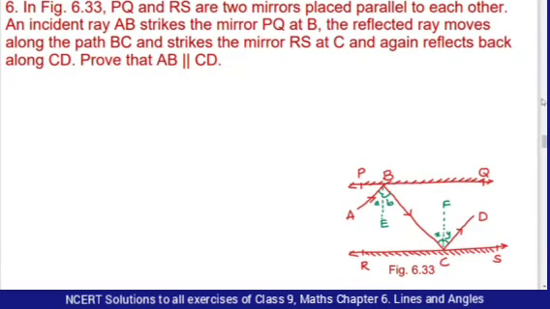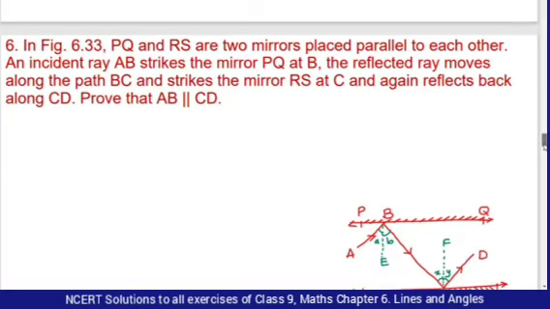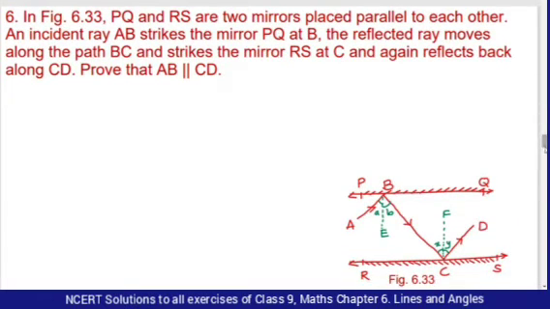Question number 6. In figure 6.33, PQ and RS are two mirrors placed parallel to each other. An incident ray AB strikes the mirror PQ at B. The reflected ray moves along the path BC and strikes the mirror RS at C and again reflects back along CD. Prove that AB is parallel to CD. Solution.